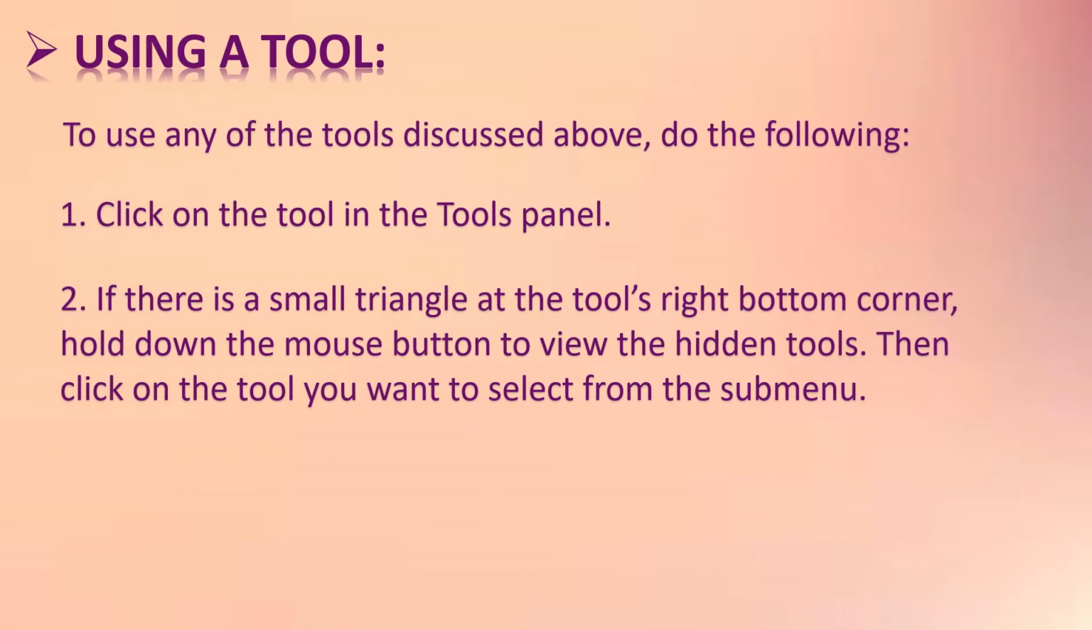How to use these tools? First, you are supposed to click on the tools panel. If there is a small rectangle at the tool's bottom right corner, hold the mouse button to view the hidden tools. Then click on the tool you want to select from the submenu. For example, this shows the submenu of the lasso tool.